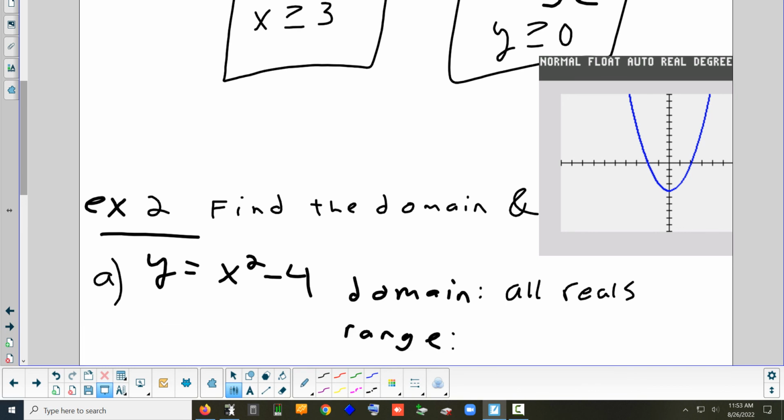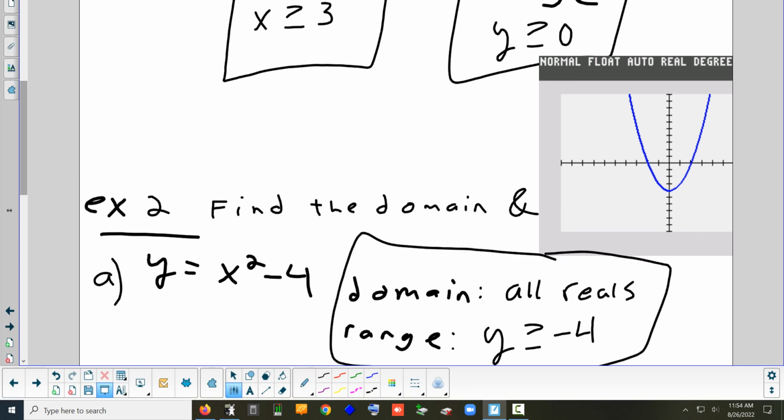Now the range. The graph goes left and right forever, but that's the domain. Does it go up and down forever? It only goes up forever. If it only goes up forever, then that means it has a minimum. Where's the minimum? At negative 4. So the lowest this graph goes on the y-axis is negative 4, but it goes up forever. So y is greater than or equal to negative 4.